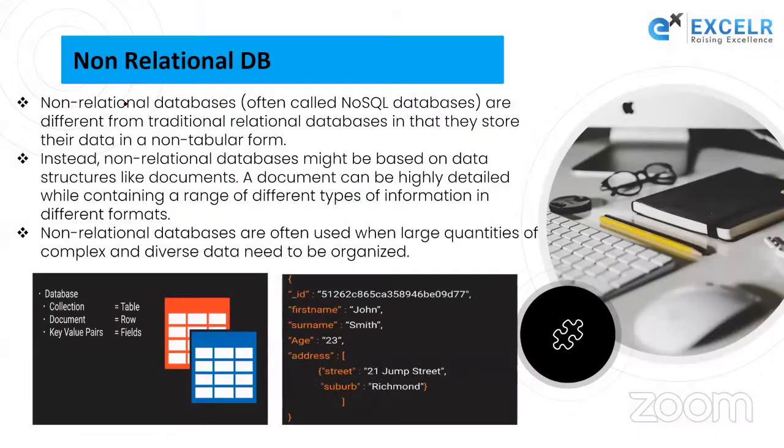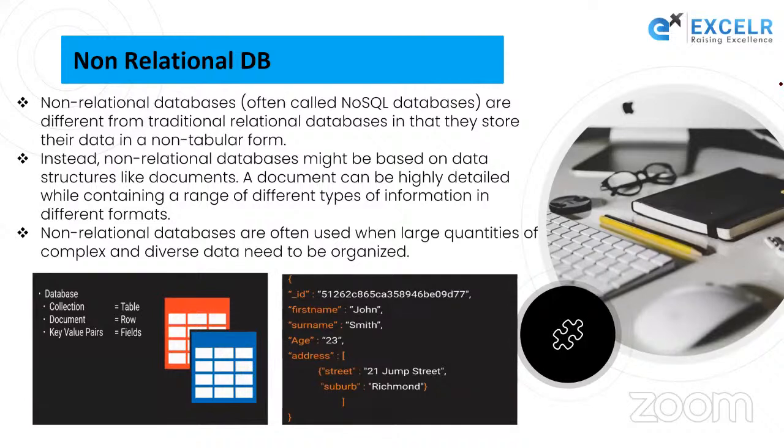Now, what is DynamoDB? DynamoDB is a non-relational database. Now, what is a non-relational database? It is also sometimes called NoSQL. They are different from your relational database in the way the data is stored. In a non-relational database, you do not have the structure of a table with rows and columns, that is, a non-tabular form.